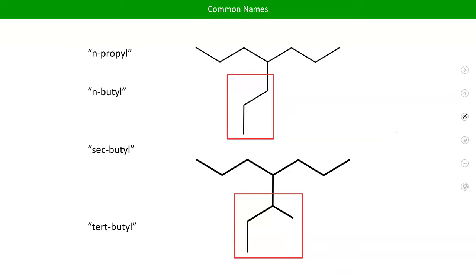Could it not be tertiary as well? Isobutyl? An isobutyl group is going to be a tert-butyl group, which is going to look like.